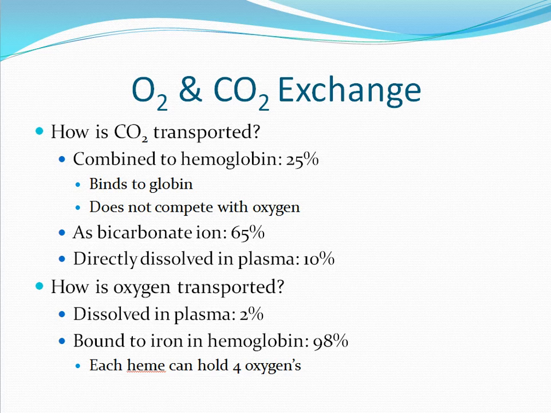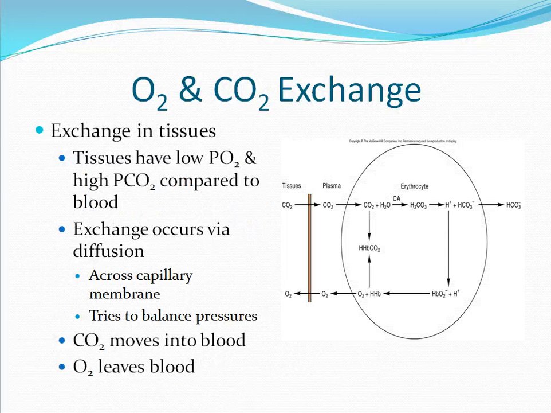How is oxygen transported? Only a very small amount of oxygen will be carried as a dissolved gas. The majority of the oxygen is bound to the iron portion in heme of hemoglobin. There are 4 hemes in hemoglobin, each of which has 1 iron. Therefore, 4 oxygens can be carried on 1 hemoglobin molecule. How does this gas exchange take place?